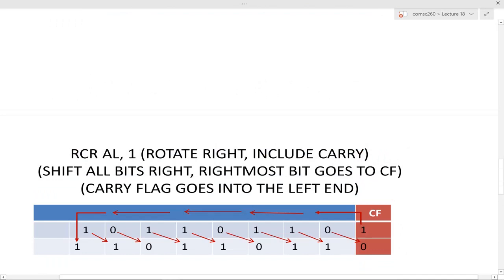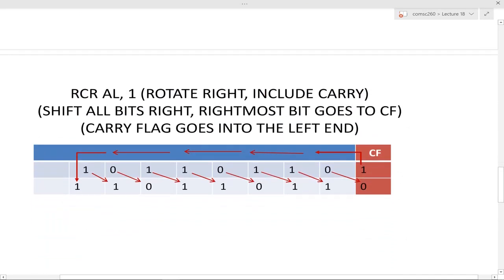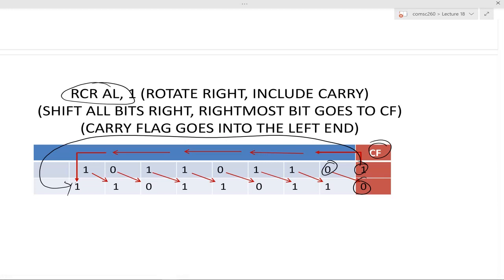Then we have rotate through carry right, which is interesting. For a 1-byte number, 8 bits, it's like a 9-bit rotation. Rotate through carry right involves the carry flag in the rotation. So the rightmost bit goes in the carry flag, and the carry flag comes in the left end. Remember that with rotate right, the rightmost bit went in the carry flag, and then the rightmost bit went in the left end. But here, we're actually involving the carry flag in the rotation. But like rotate right and shift right, all the other bits get shifted once to the right.